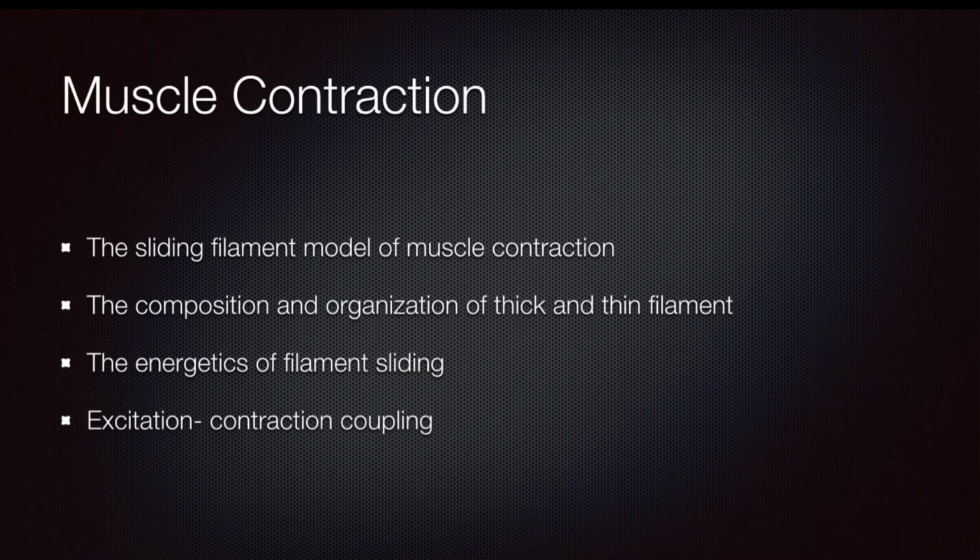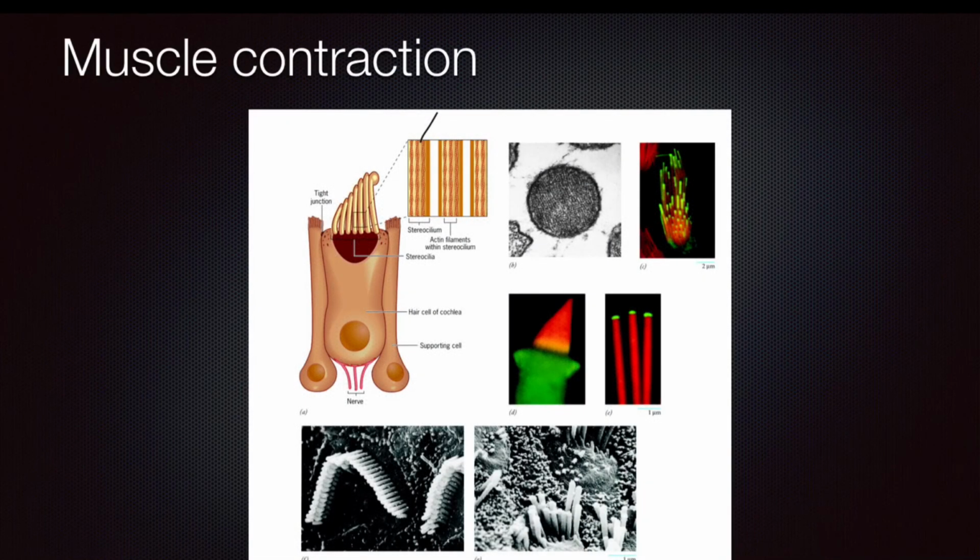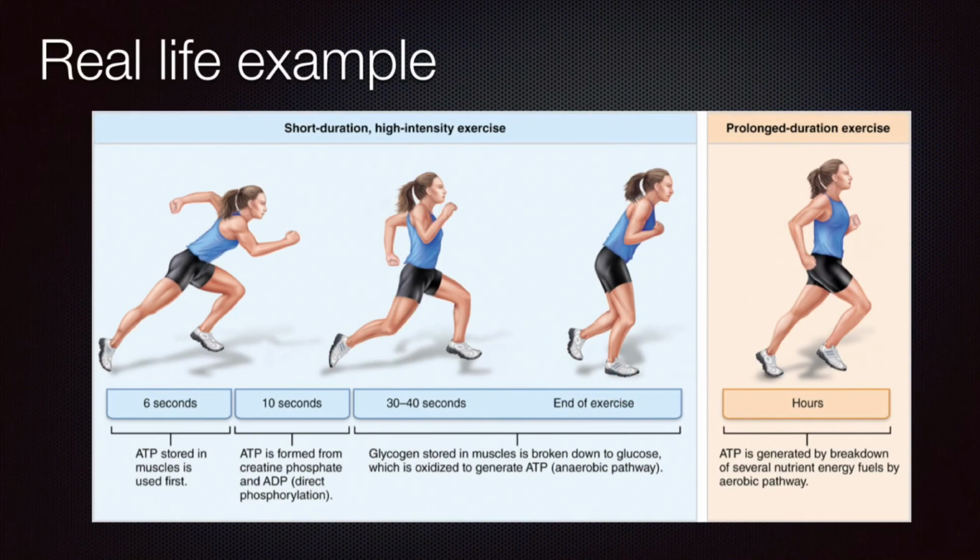Muscle contraction: the sliding filament model of muscle contraction, the composition and organization of thick and thin filaments, the energetics of filament sliding, excitation-contraction coupling, and this will all be seen in the images in the next slide. Here we found a real-life example of muscle contraction in running, while sprinting and while doing long distance. ATP is stored differently and released differently in both examples.